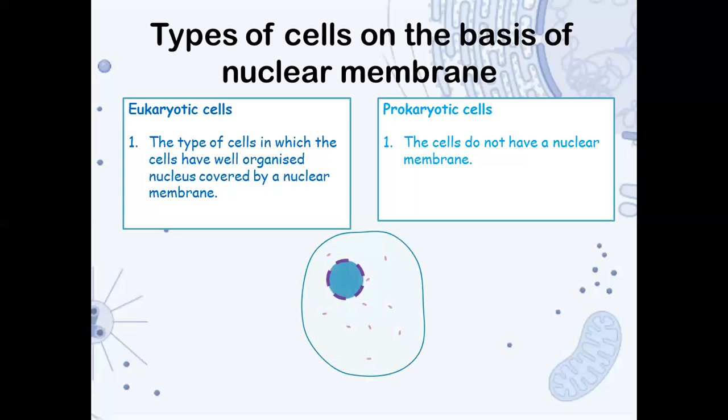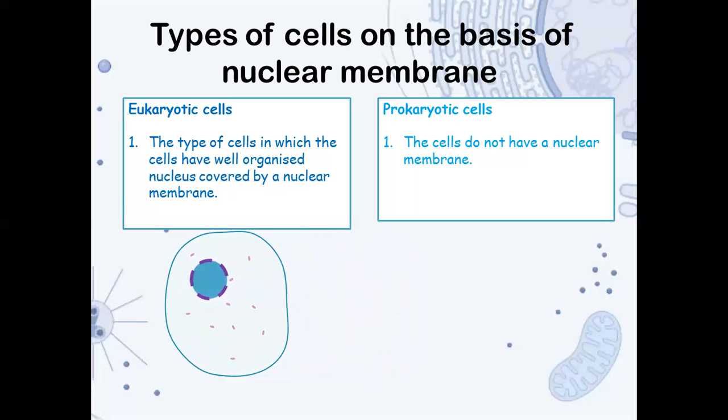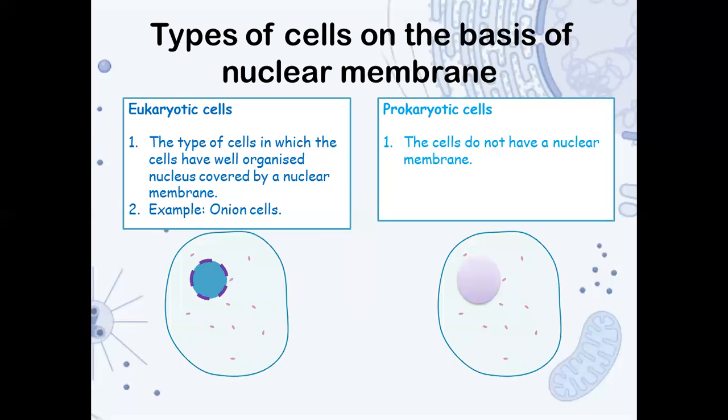In this figure, you can see that the nucleus is surrounded by an outline, which is nuclear membrane, and therefore it can be termed as a eukaryotic cell. In this figure, you can see that the nucleus is not covered, that is not outlined by a nuclear membrane, and therefore it can be termed as a prokaryotic cell. The examples of eukaryotic cells are onion and human cheek cells, and the examples of prokaryotic cells are bacteria and blue-green algae.